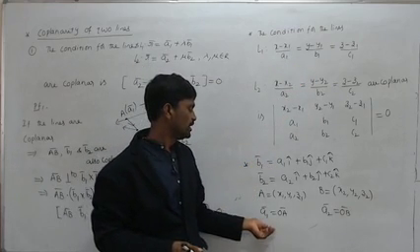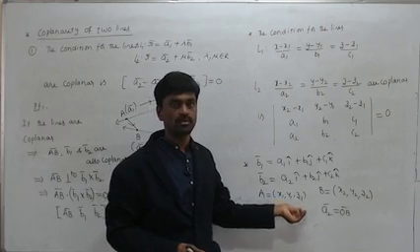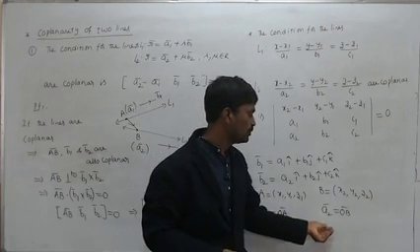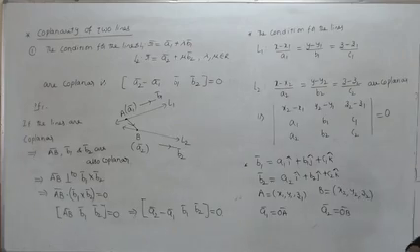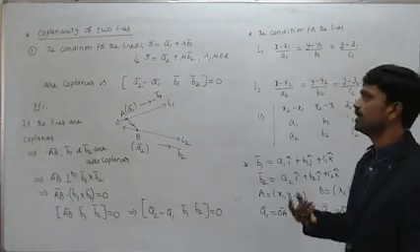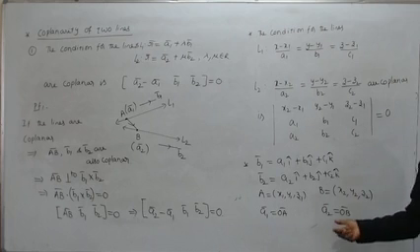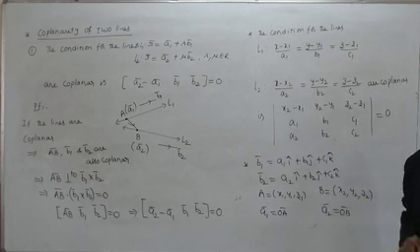So A1 bar is equal to OA bar, that is nothing but x1 i cap plus y1 j cap plus z1 k cap, and A2 bar is equal to OB bar, which is equal to x2 i cap plus y2 j cap plus z2 k cap. And using this condition, if you calculate A2 bar minus A1 bar, what will you get as components? X2 minus x1, y2 minus y1, z2 minus z1.